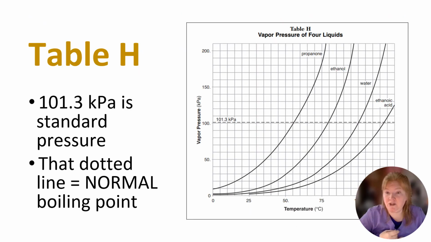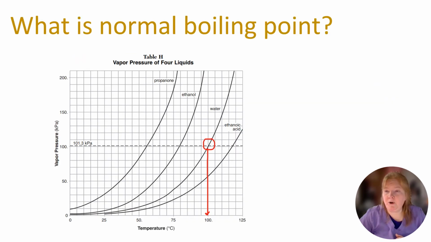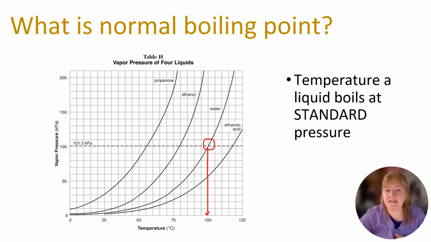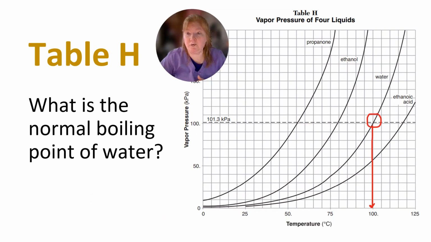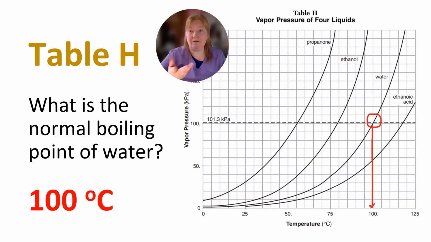So on table H, where do we find normal boiling point? Well, it's that dotted line, okay? So what is the normal boiling point? Again, it's the temperature that a liquid boils at standard pressure. So this whole dotted line indicates standard pressure. They even wrote it here so we would remember. So what's the normal boiling point of water? Well, you go across that dotted line till you hit the line for water and go down, and what do you see? Yeah, 100 degrees Celsius.